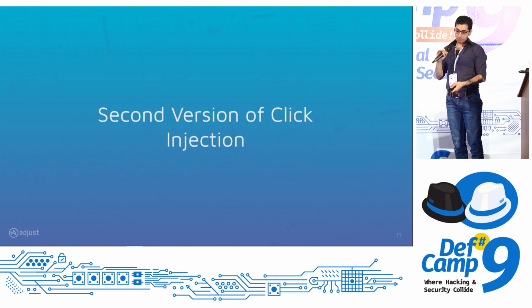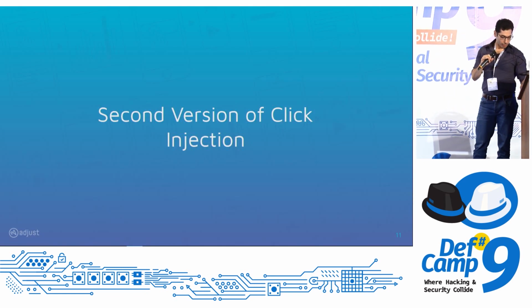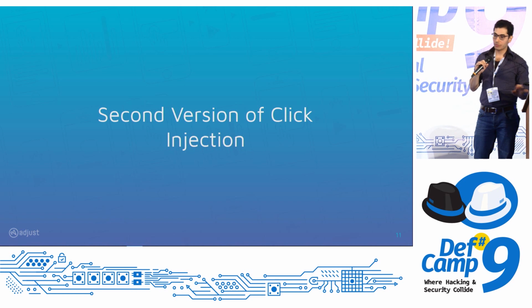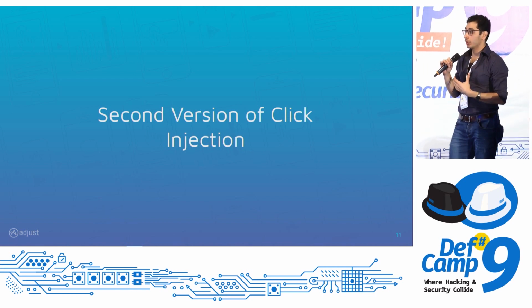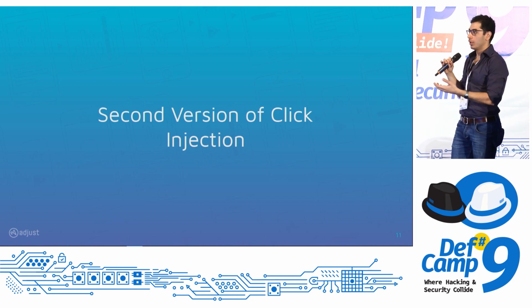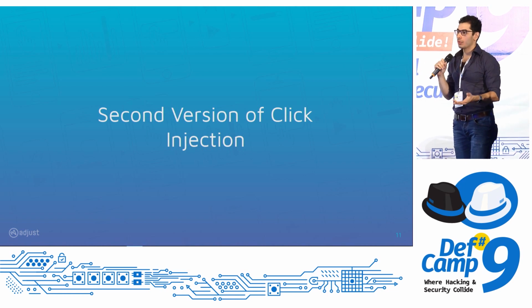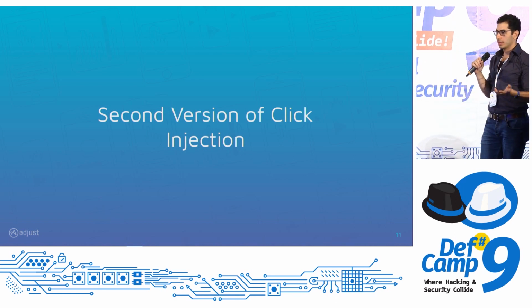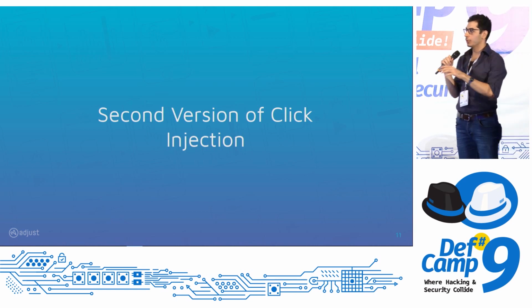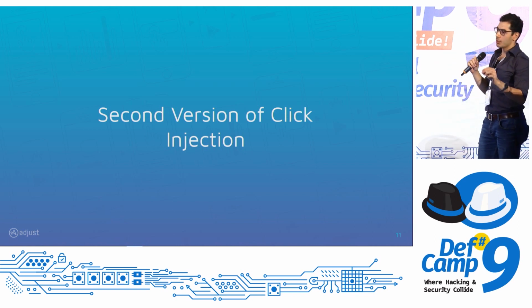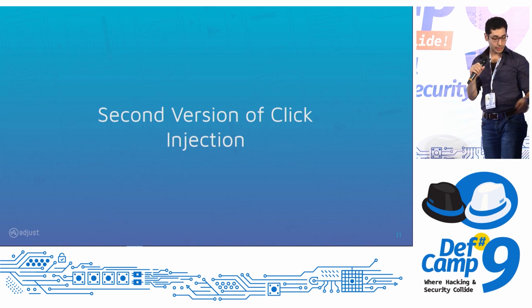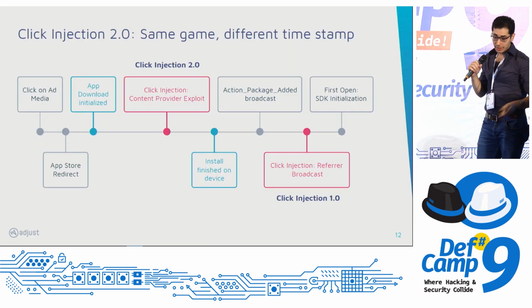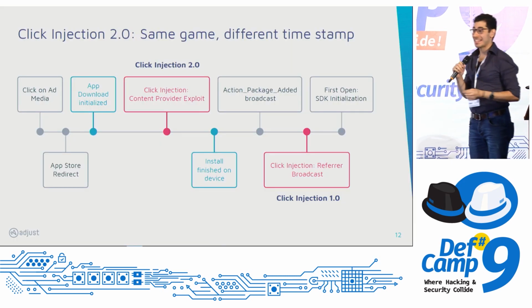Right now, my entire talk is going to be focused on the second version of click injection, which in my opinion is much more interesting. In security circles you can't really say it's an exploit. There is no zero-day, there is nothing like that, but we call it an exploit just because it's a rigorous abuse of the Android ecosystem, which we're going to see right now. It's basically changing the timestamp that's been sent.